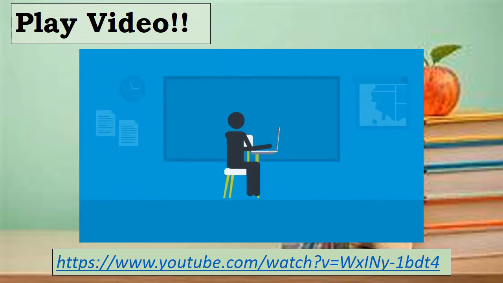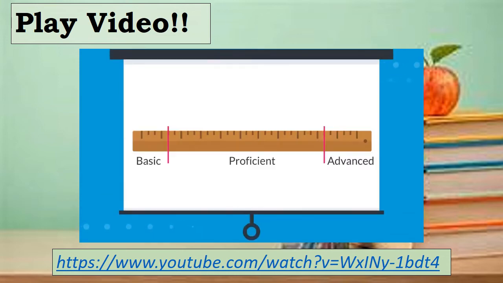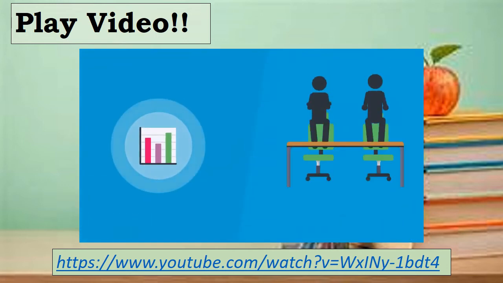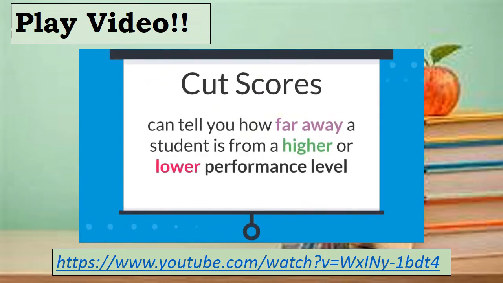In other cases, real student data may drive cut score placement by seeing which percentage of students would fall into each performance level for certain cut scores. Often, cut scores are set with both data and expert judgments. Cut scores can tell you just how far away a student is from a higher or lower performance level.